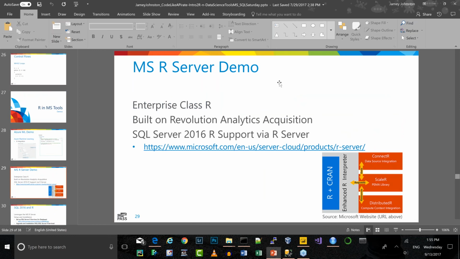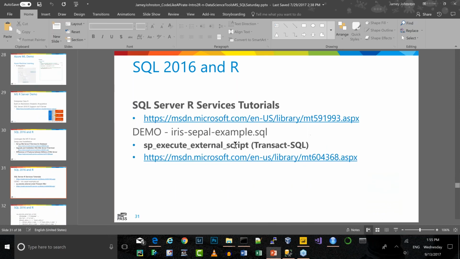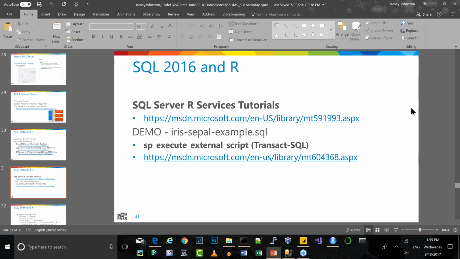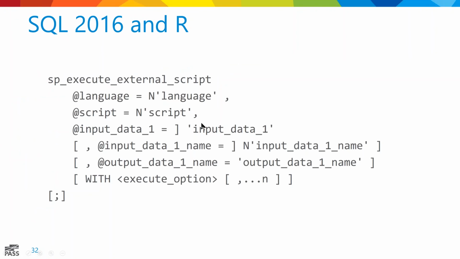So Microsoft R Server. Microsoft has R built into SQL Server 2016, and here's the information on how to install it. It's also built into 2017, including Python now, but the heart of it is this sp_execute_external_script, and what it does is use this package to execute this R code.